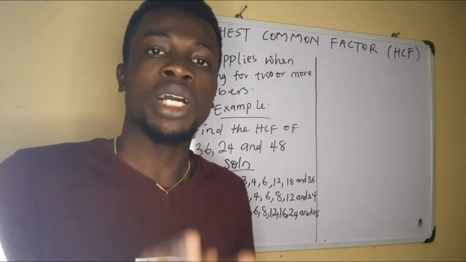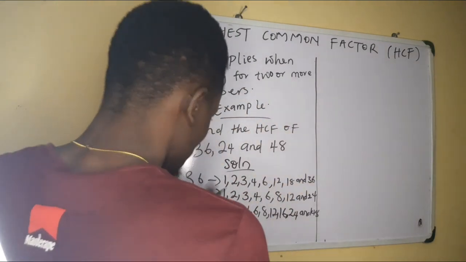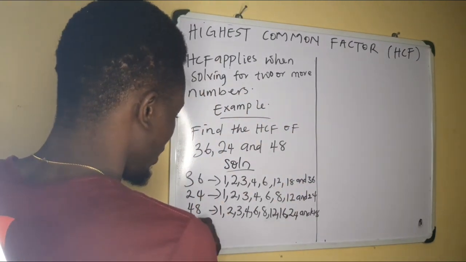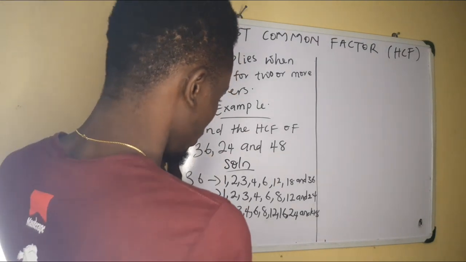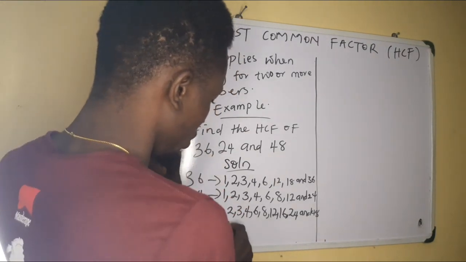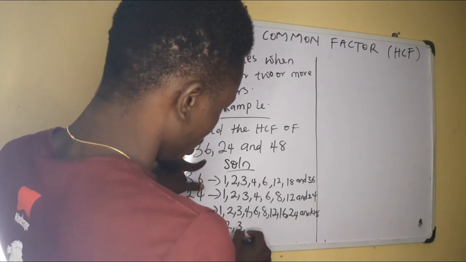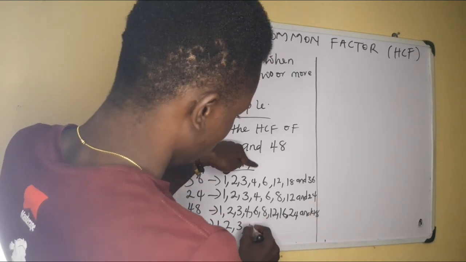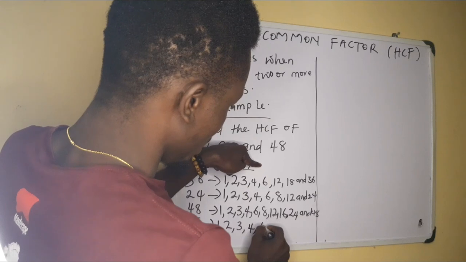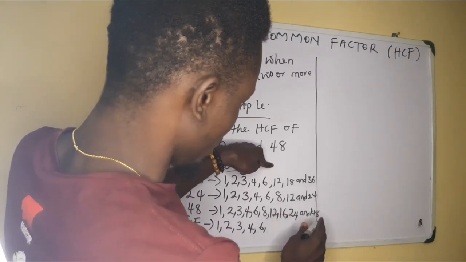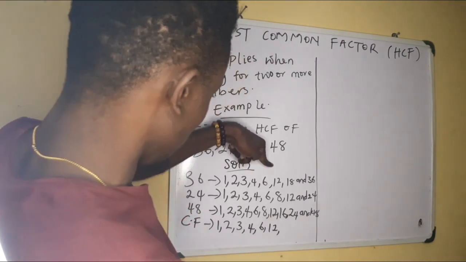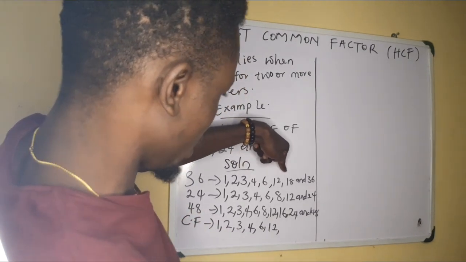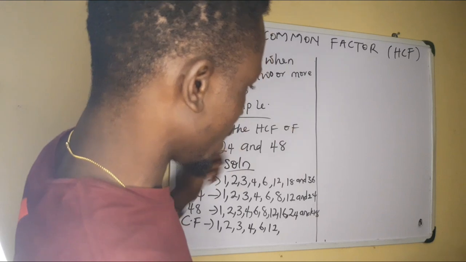The next thing we're going to do is pick the common factors. What is common to all three of them? We call it the C.F. So the common factors that you can see here, here and here are: number 1 is 1. We can see 2. We can see 3. We can see 4. We can see 6. We can see 12. Okay, that is where it stops.